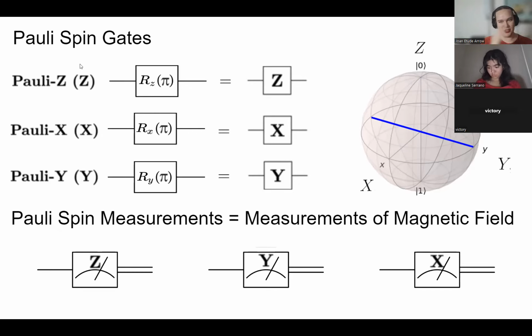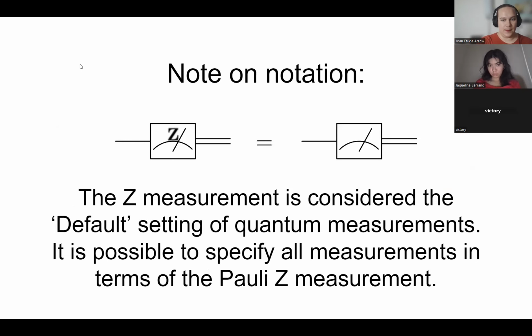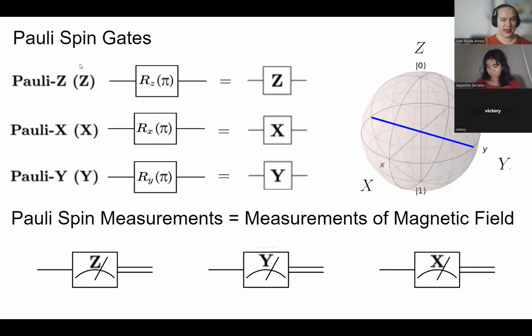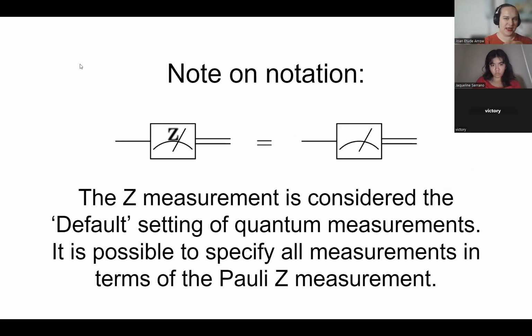So it's basically just diagrammatically representing, oh, I'm measuring the magnetism in the z direction, or measuring it in the y or the x. And just a little note on notation, because the z magnetic measurement aligns with the 0 and the 1, those standard basis elements, we typically just don't leave the z off. So if you see a box with a dial in it that doesn't have an x, y, or a z, it's assumed that it's a z, because that's the most common measurement that people use as the standard one.